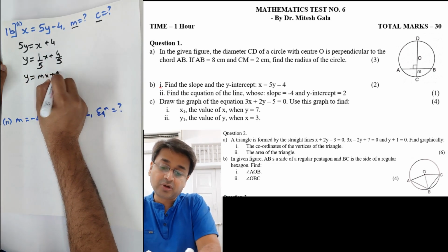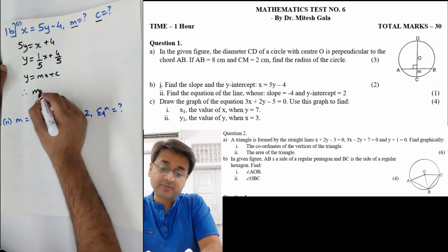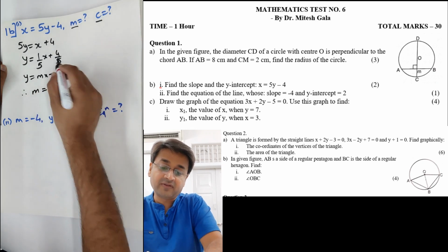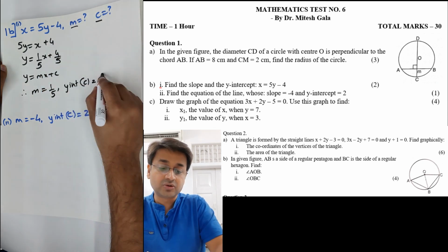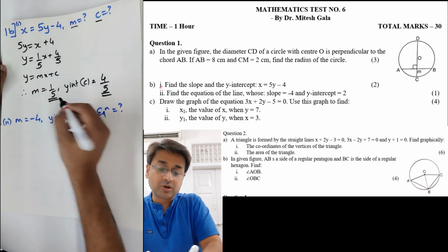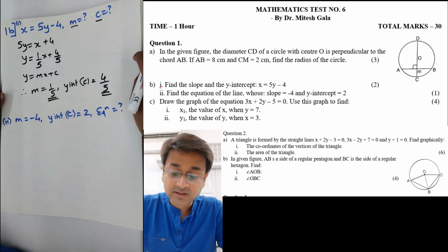So y is equal to mx plus c. So therefore m is the slope, which will be 1 by 5. And this is the y-intercept, which we call c, which is going to be 4 by 5. So we got the y-intercept, we got the slope as well.